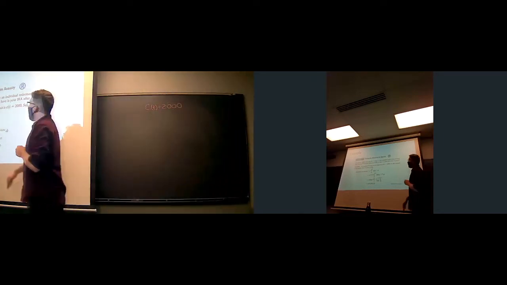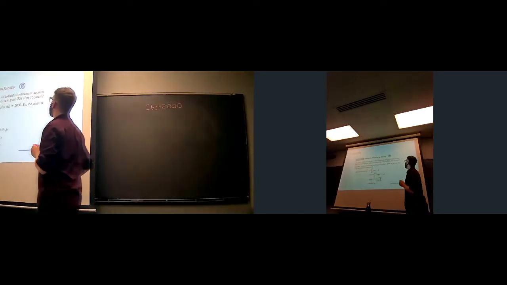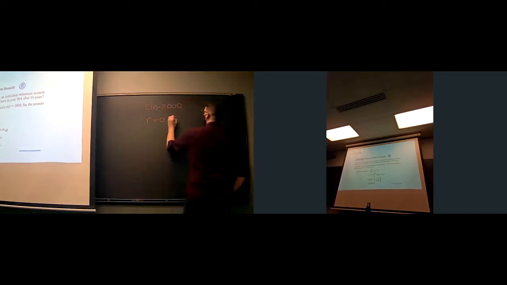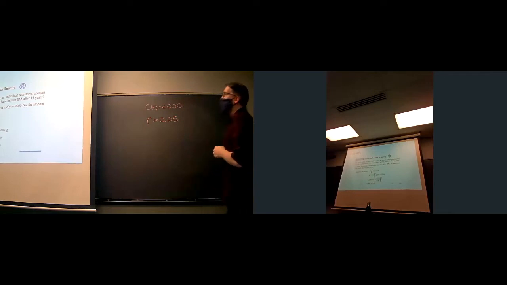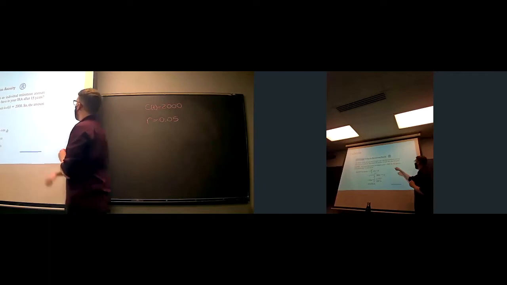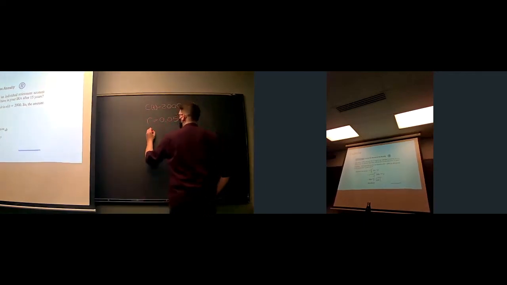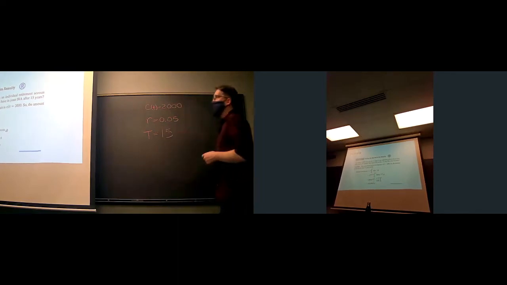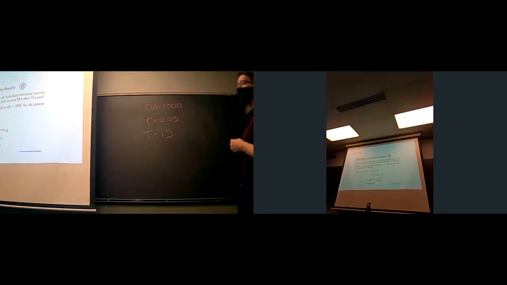Now, we're paying 5% interest. So that's going to be r is equal to 0.05. And this is going to be over 15 years, so capital T is going to be 15. To calculate the amount of this annuity, all we're going to do is apply that equation from the previous slide.